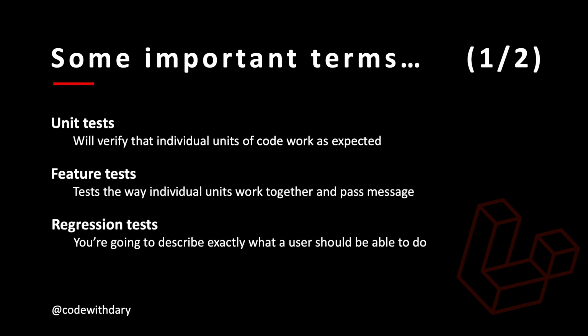Up until this point, you might have heard some terms that you might not have heard before. So let's go over some of the most basic terms that you'll find in this video and whenever you search it on Google as well. The first term is actually the one that I just mentioned, which is called unit testing. Unit testing will verify that individual units of code work as expected. You can automatically generate unit tests, but I prefer to write my own. There's another type of testing, which is feature testing, where you will test the way individual units work together and you pass a message.